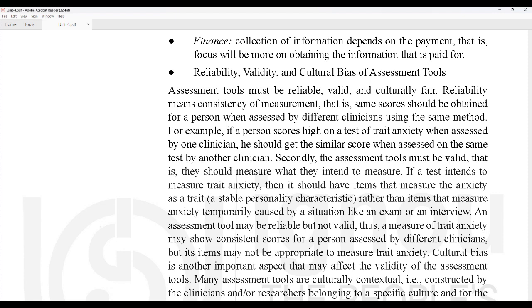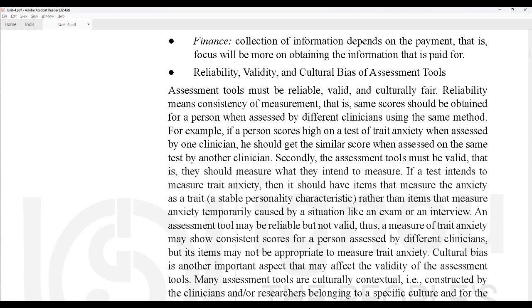Reliability, validity, and cultural bias of assessment tools. Assessment tools must be reliable, valid, and culturally fair. Reliability means consistency of measurement, that is, same scores should be obtained for a person when assessed by different clinicians using the same method. For example, if a person scores high on a test of trait anxiety when assessed by one clinician, he should get a similar score when assessed on the same test by another clinician.